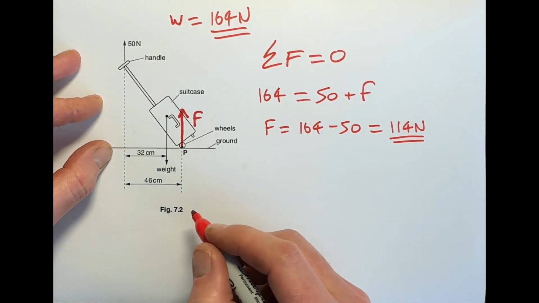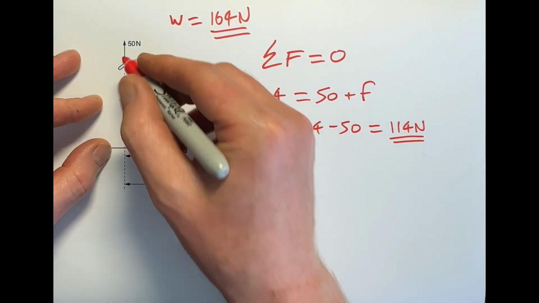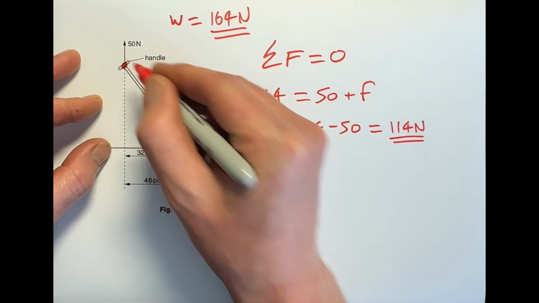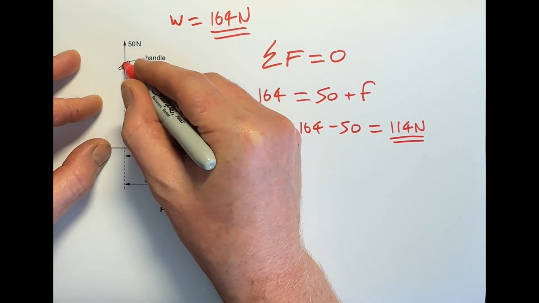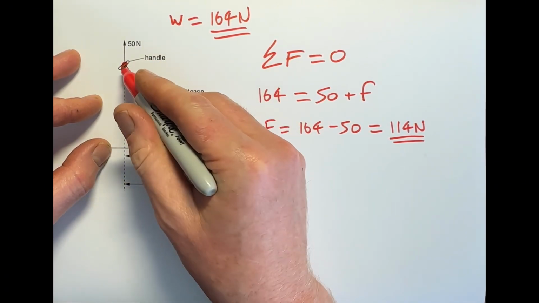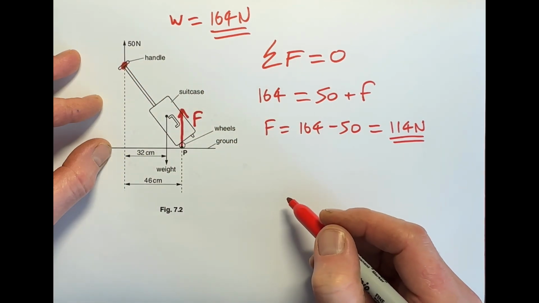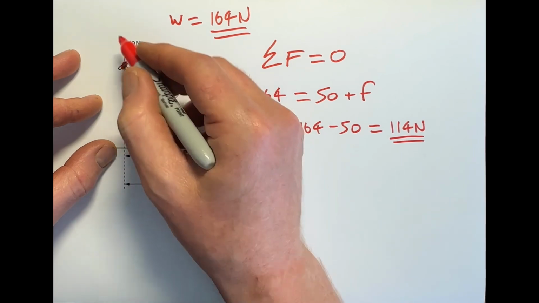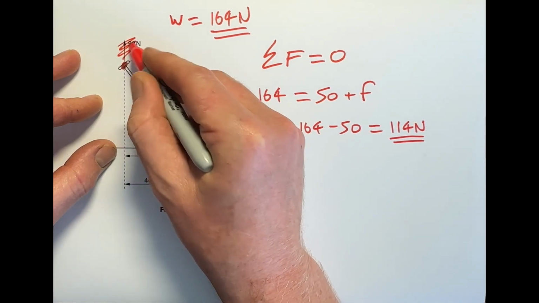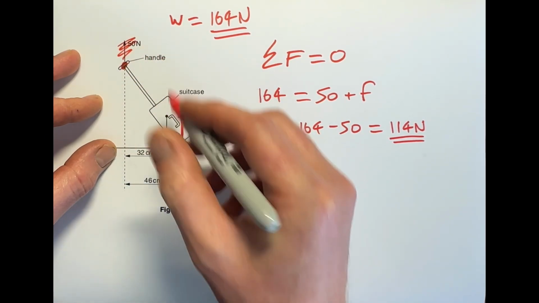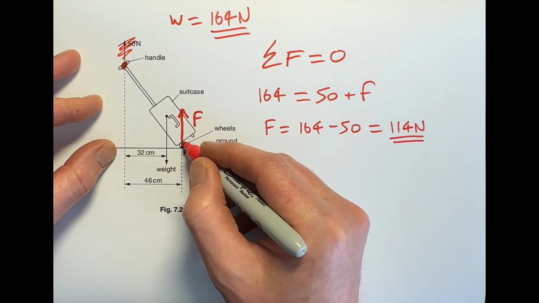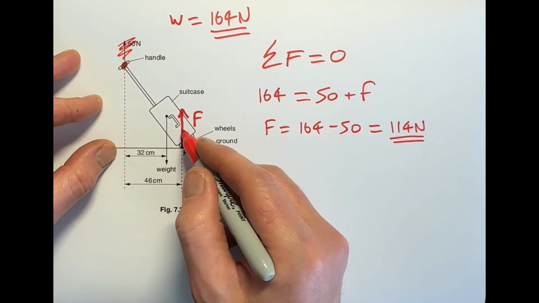Now, how can I be sure that's right? Well, we can look at it again with moments. So if we take this now as our pivot point, rather than this as our pivot point, we're going to say that this suitcase is pivoting around the handle, okay, around where the person is holding the handle. So we don't worry about this force because there is no perpendicular distance from the pivot, but we've got two forces then acting at a perpendicular distance from the pivot.